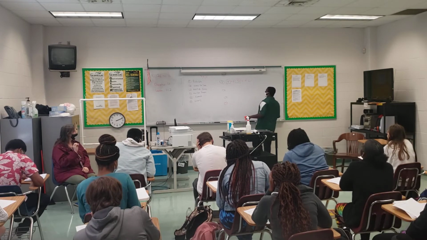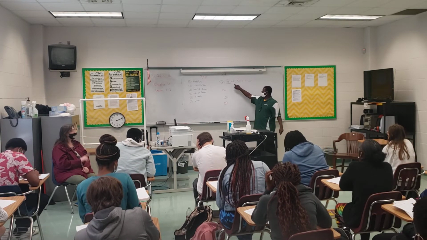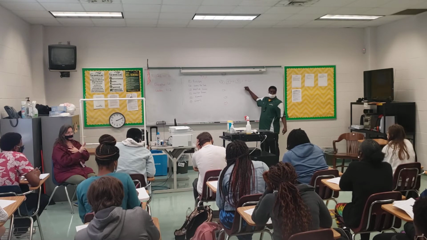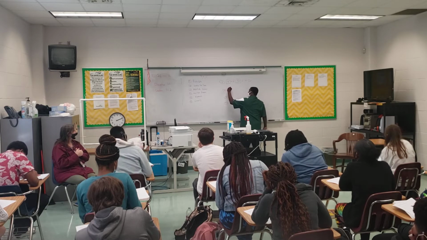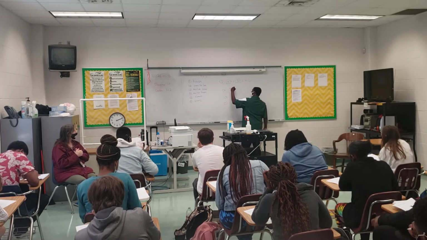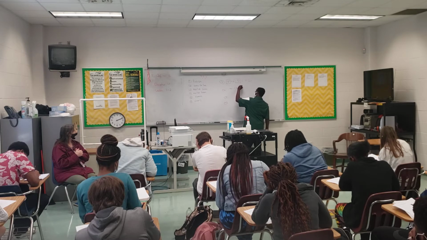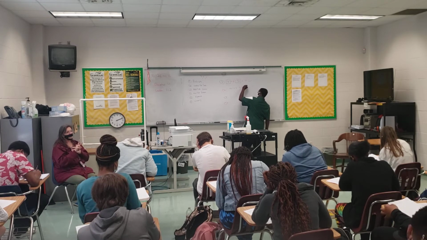So let's go ahead and do that on number 2. What is 1R minus 5R? Negative 4R plus 6 equals 14 minus 2R.